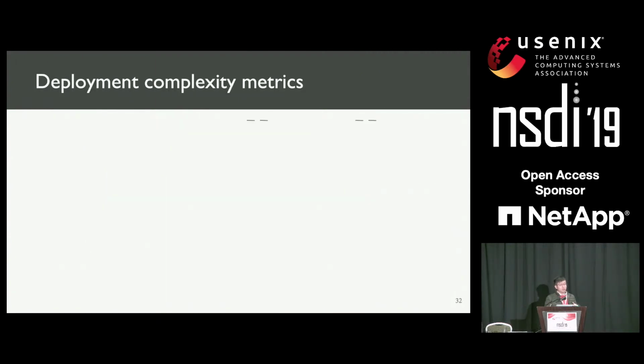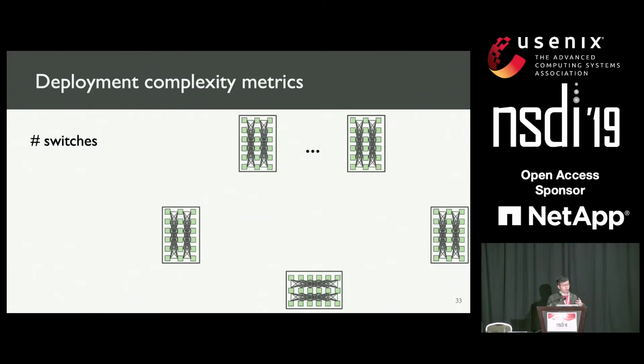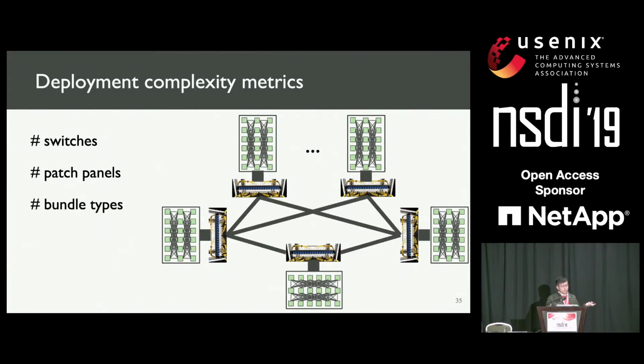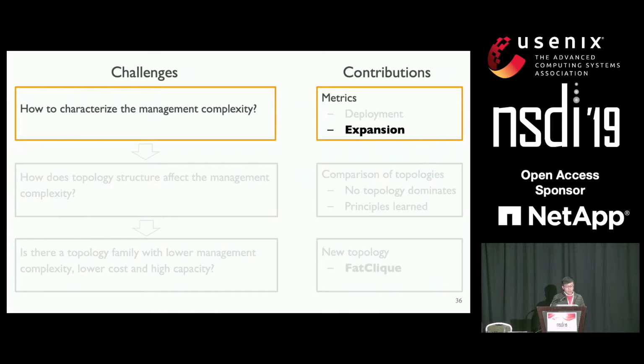To summarize, we have 3 metrics for deployment complexity. The first one is the number of switches, and the second one is the number of patch panels. The last one is the number of bundle tabs. Next, let's look at how to quantify expansion complexity.